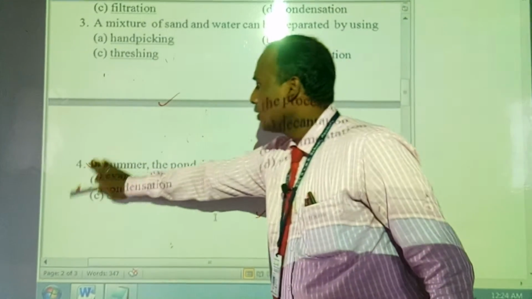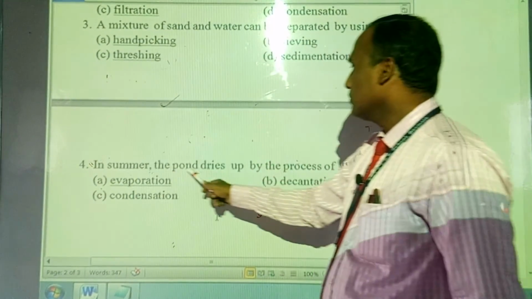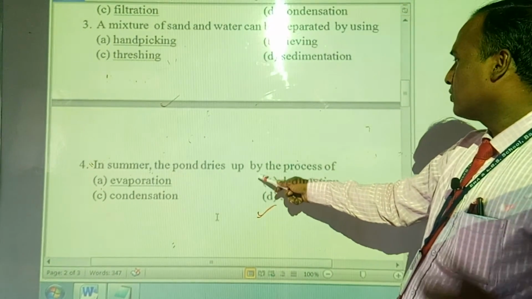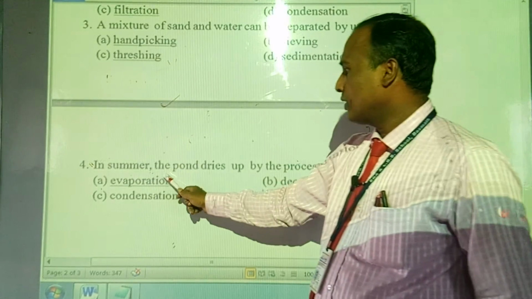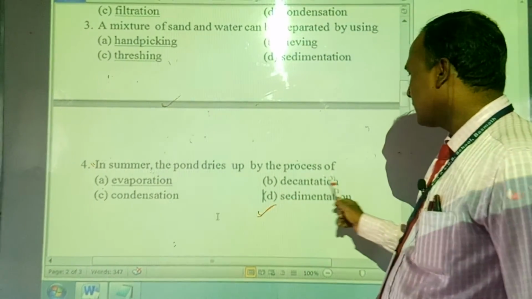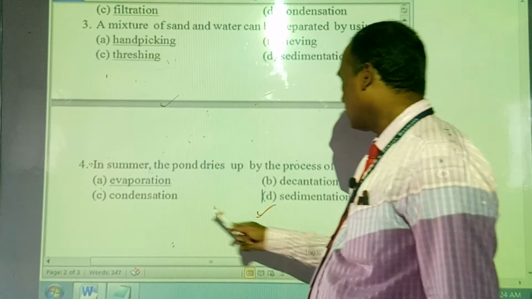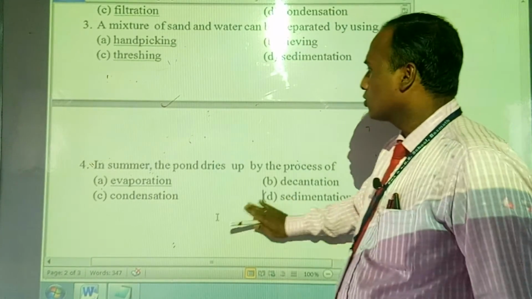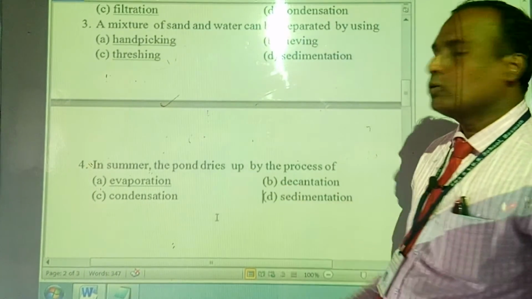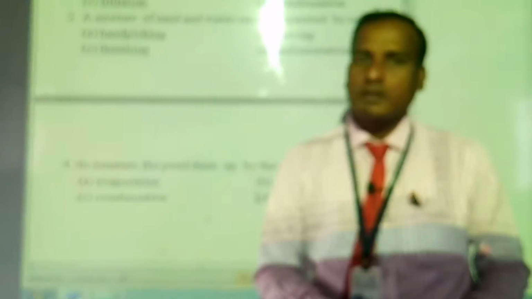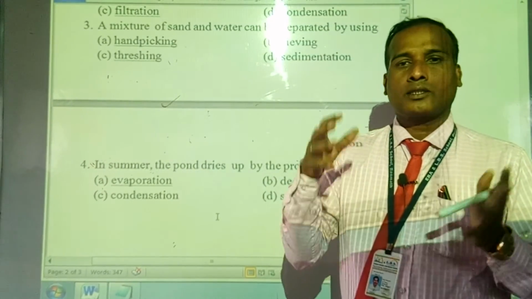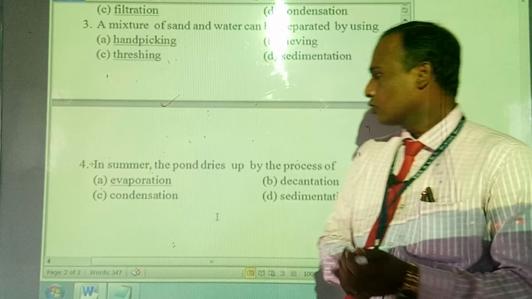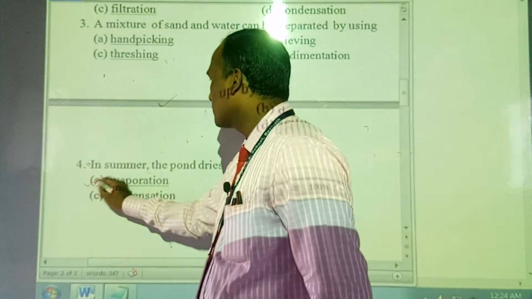Next question, students. Last question: in summer the pond dries off by the process of, A evaporation, B decantation, C condensation, D sedimentation. So in summer पे pond क्यों dry होता? Because of sunlight. By the sunlight that water will be evaporated. So that process is called evaporation.